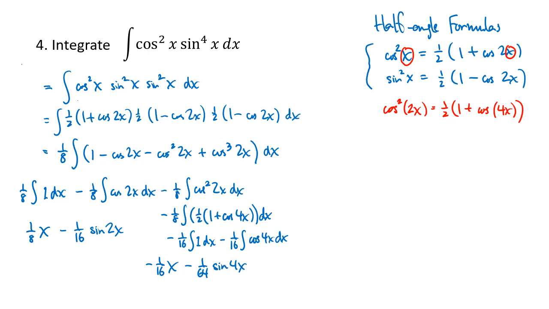So the pieces of our answer are coming together here. And that's what we've got so far. And now what's left is this guy. So now we have to integrate 1/8 times cosine cubed of 2x.